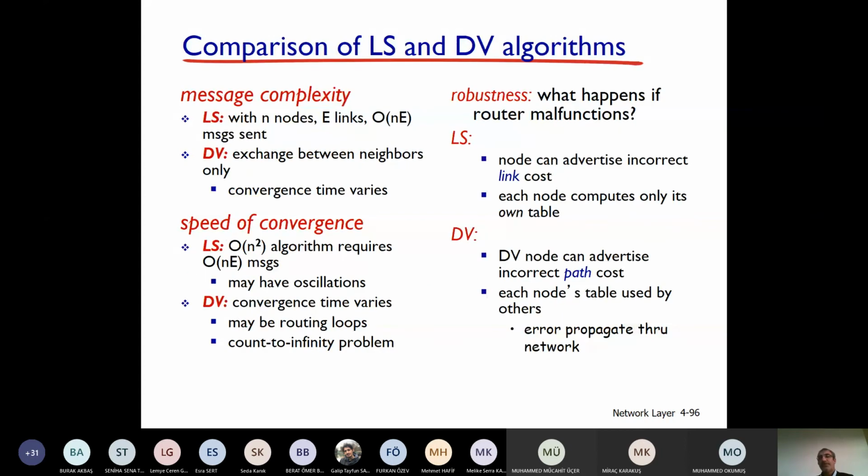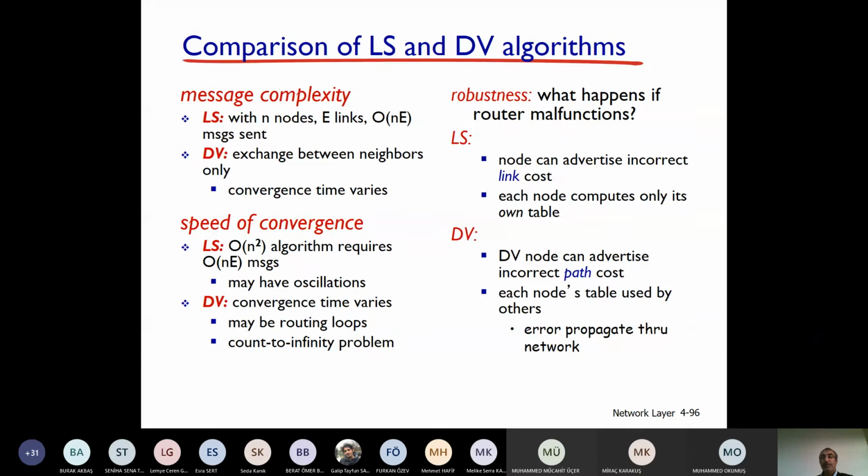Okay, in summary, let's compare these two methods, which were the link state and the distance vector algorithms. In terms of message complexity, the first criterion that we're going to compare is the message complexity. In the link state, we have n number of nodes and e number of links. So the complexity of the message sent is O(n times e).